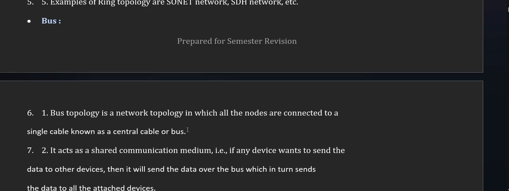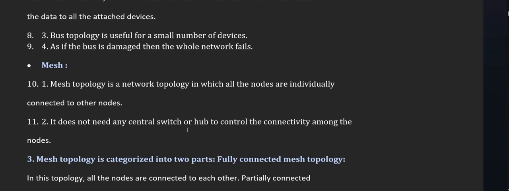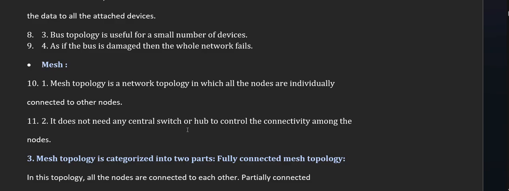The bus topology is one of the simplest, because it is a single cable connected in a single linear line, and that acts as a shared communication medium. If any device wants to send data to other devices, it will send the data over the bus, which in turn sends the data to the devices. Bus topology is useful for a smaller number of devices. If the bus is damaged, then the whole network fails.